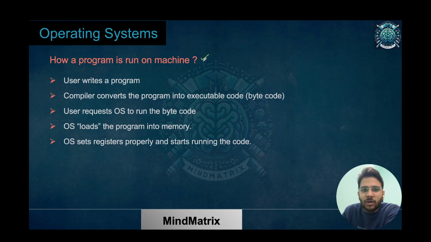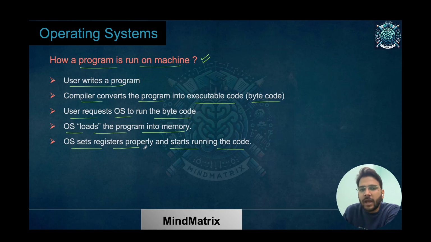This is the concept that we discussed in the previous lecture also: how a program is run on a machine. We as users write a program, and the compiler converts the program into executable code, or we can say the byte code. The user requests the operating system to run the byte code. The operating system loads the program into memory. Basically, using the loader, it loads the program into the main memory, then sets the registers properly and starts running the code. This is what happens.